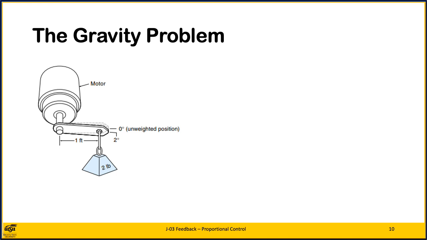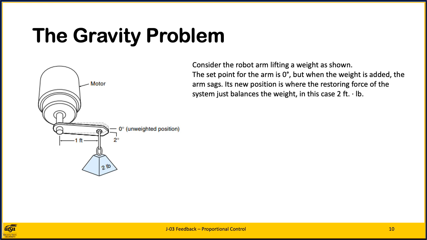Another source of steady-state error is the gravity problem, which occurs when a constant external force is pushing on the controlled variable. Consider the robot arm lifting a weight as shown. The set point for the arm is 0 degrees, but when the weight is added, the arm sags. Its new position is where the restoring force of the system just balances the weight, in this case 2 foot-pounds.